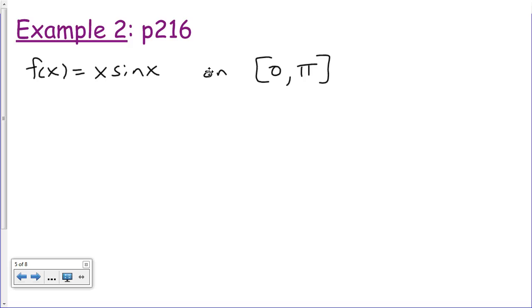Then it said, find the point x equals c in the corresponding interval at which the conclusion of Rolle's theorem is true, and illustrate this with a graph. Now, they didn't ask us to prove that the conditions are met, so I won't worry about that in this problem. But if they did say that, then I'd have to go through and show why I meet all three conditions. So for this one, I just need to find this value of c from the conclusion.